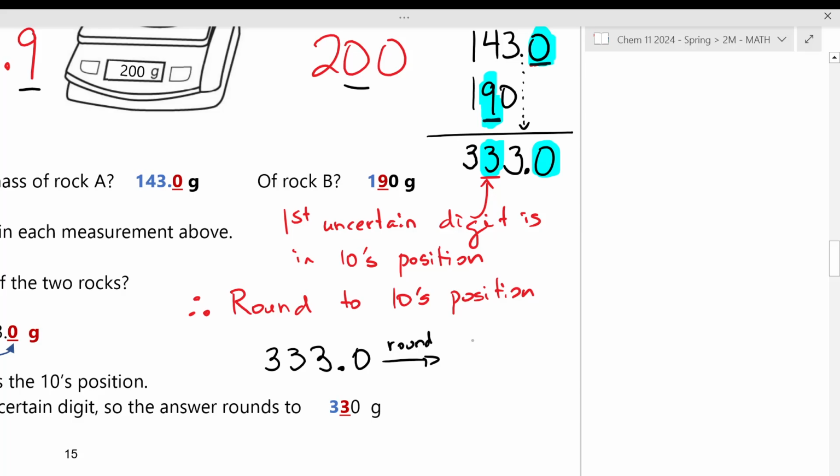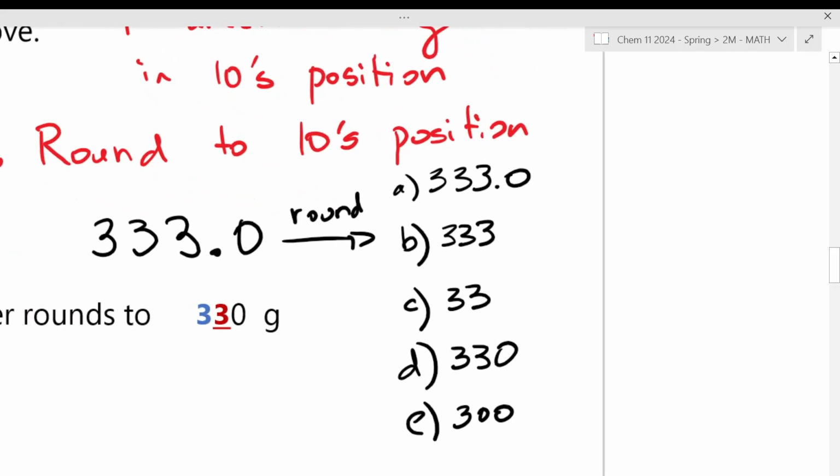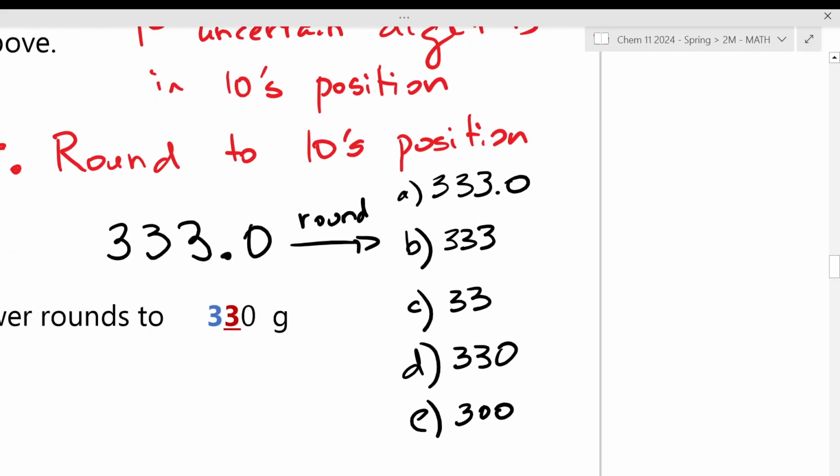This would be, what do you guys get? Do we get A, 333.0? Do we get B, 333? Do we get C, 33? D, 330? Or E, 300? A, B, C, or D?